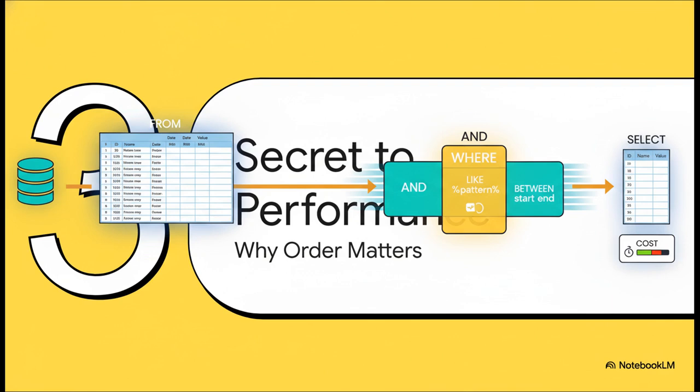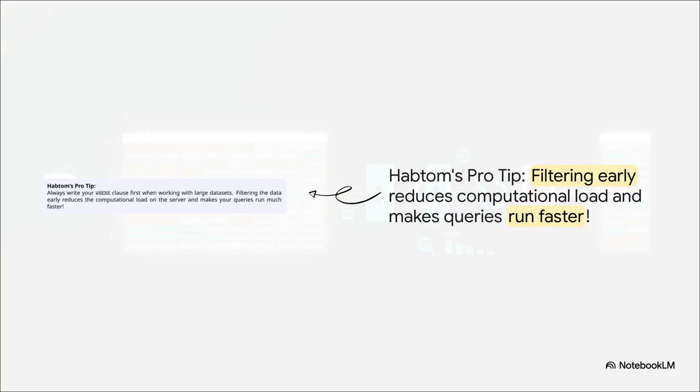Well, because understanding this is the absolute key to writing queries that are fast and efficient. When you're dealing with huge enterprise-level data sets, the difference between a smart query and a dumb one can literally be the difference between waiting seconds or waiting hours. No joke. And this pro tip here just nails the point perfectly. Filtering your data as early and as aggressively as you possibly can is everything.